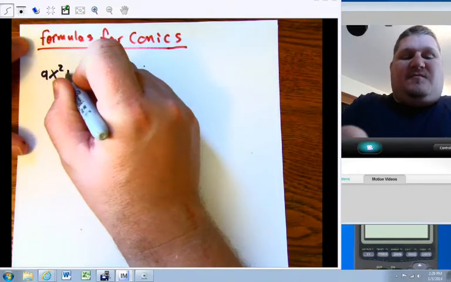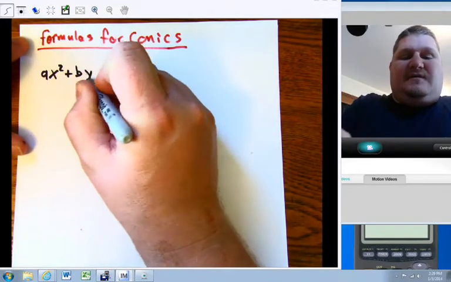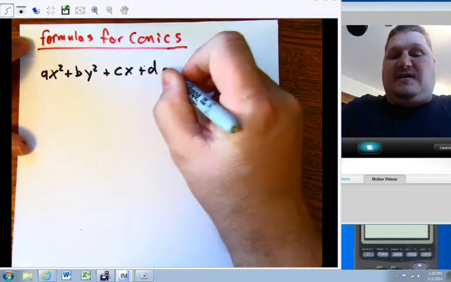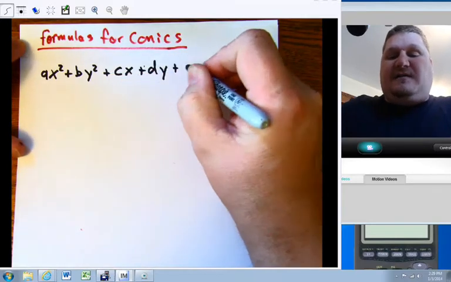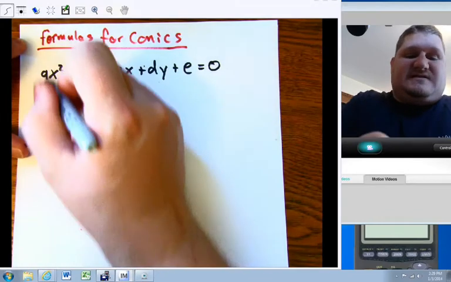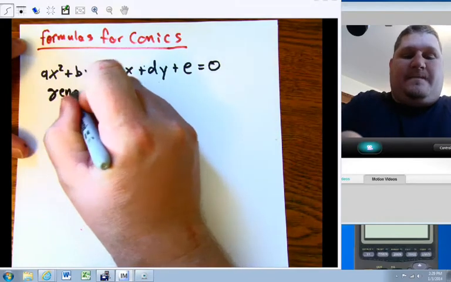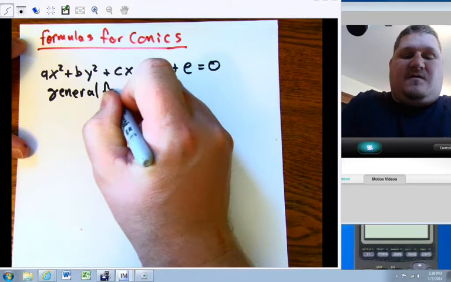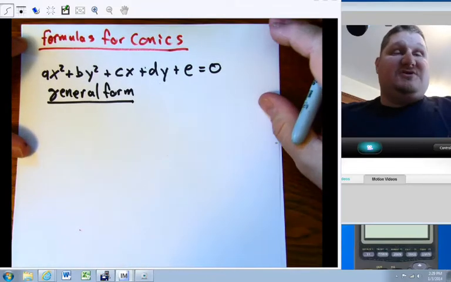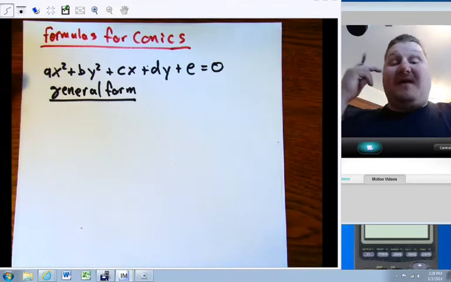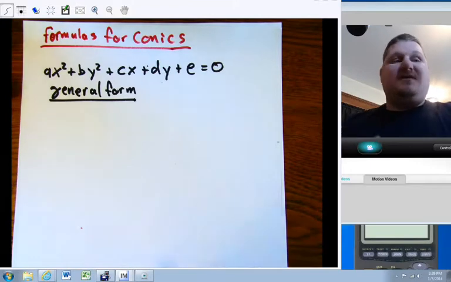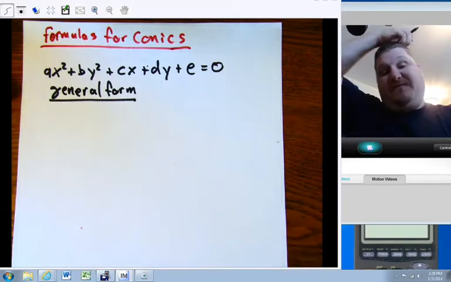Ax squared plus by squared plus cx plus dy plus e equals 0. That is the general form for conic equations. Everything else is just going to be some version of that, some adaptation of that.